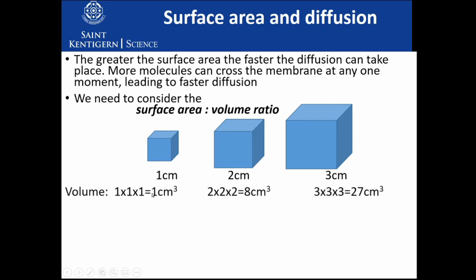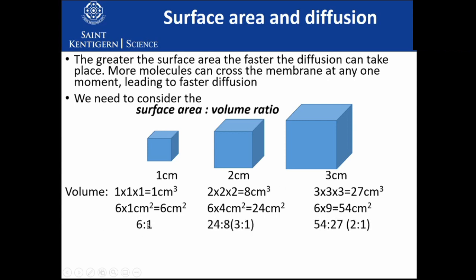So our volume, if we compare that, the volume of the 1 centimeter block is 1 by 1 by 1, which gives us 1 cubic centimeter. 2 centimeters gives us 8 cubic centimeters, and 3 centimeters gives us 27 cubic centimeters. But look at our surface area. The first one, 1 by 1 gives us 1, and there's 6 of them, so 6 square centimeters. The second one, 2 by 2 gives us 4, and there's 6 of them, so that's 24. And this one is 3 by 3, which gives us 6 times 9, which is 54.